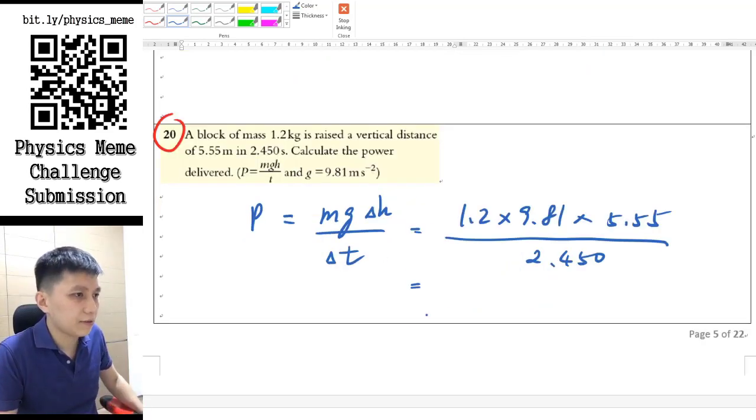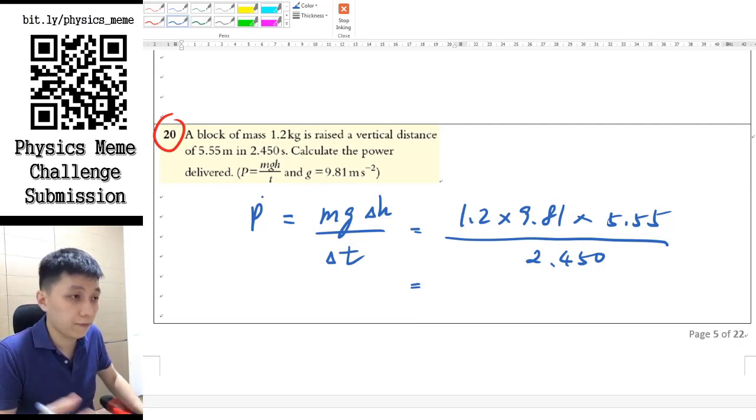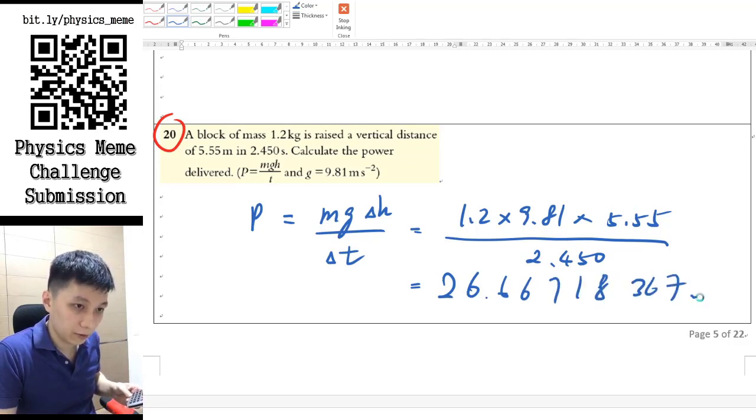So this is the last question in this video, but this is nothing really special. What you have to do is just use the equation that they provide, which you should know already since you have probably learned mechanics, and you just have to plug in the numbers, and eventually with your calculator you can find the full length of your answer as 26.66718367 or something.